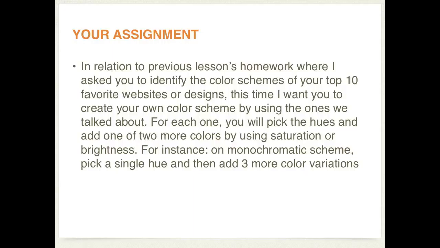Alright guys, so for your assignment, in relation to previous lessons homework where I asked you to identify the color schemes, this time I want you to create your own color scheme by using the ones we talked about, monochromatic, analog, complementary, and so on. So for each one, you will pick the hues and add one or two more colors by using saturation or brightness. For instance, on a monochromatic scheme, pick a single hue and then add 2 or 3 more color variations.